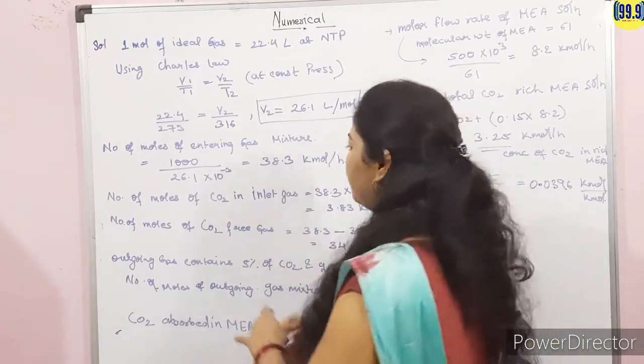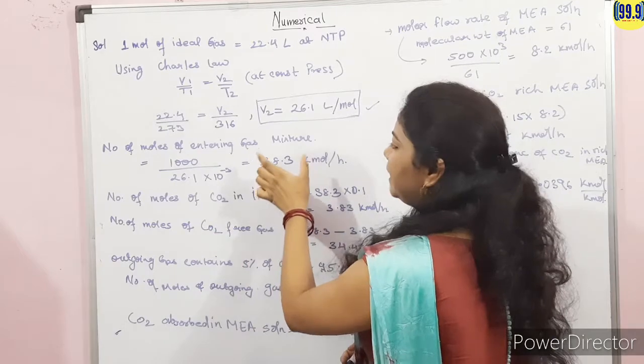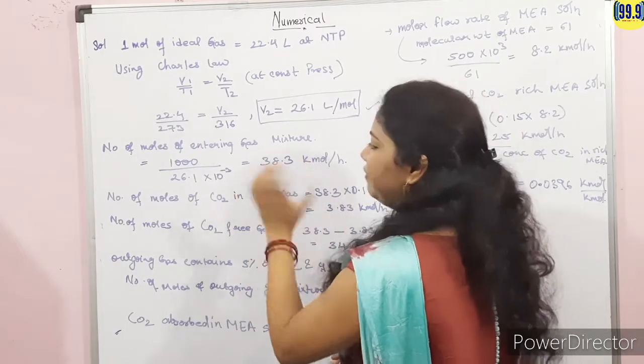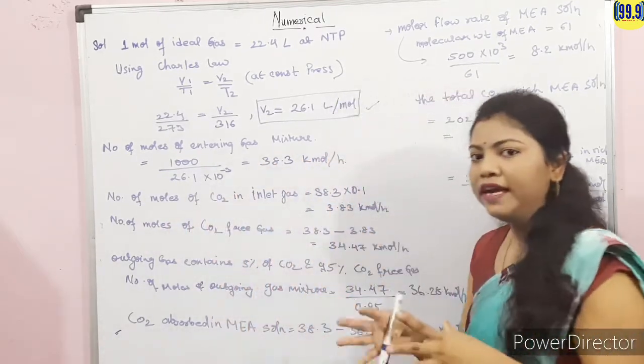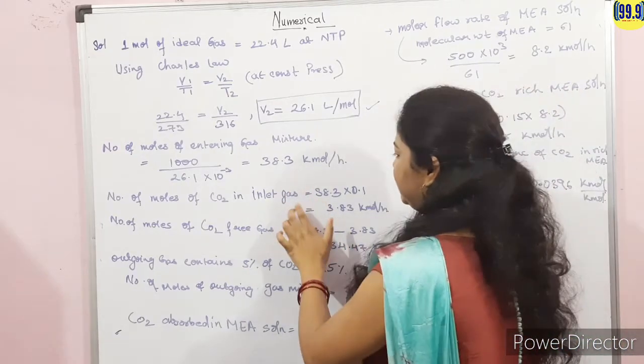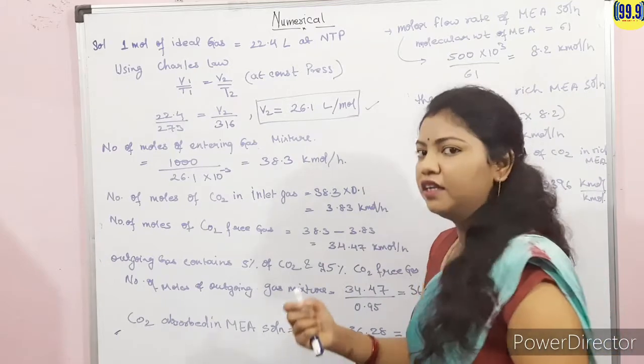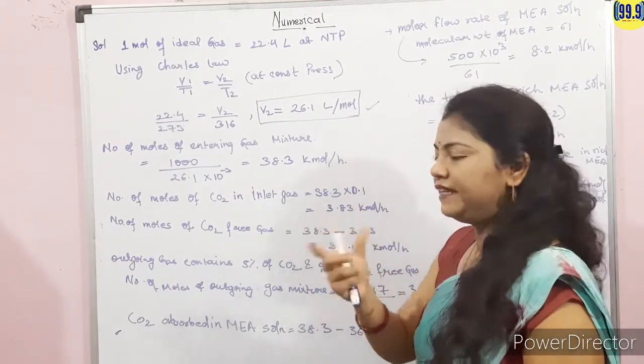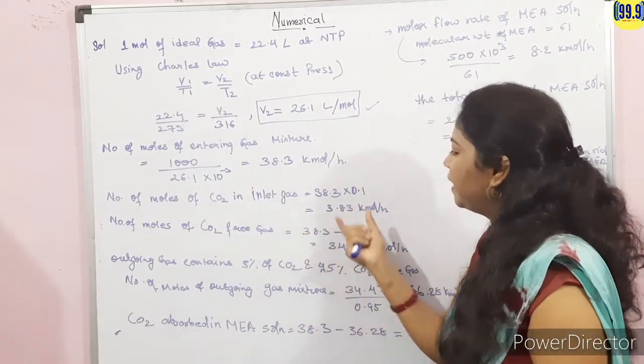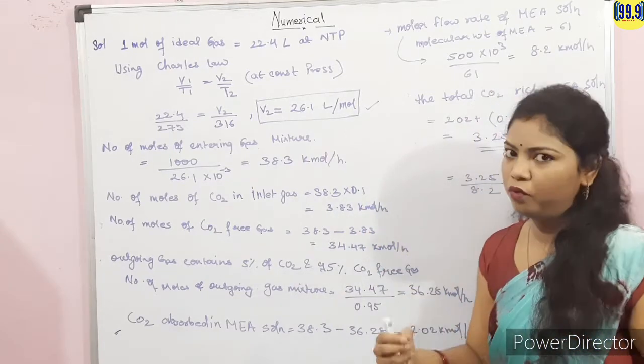percentage of CO2 with the moles of the gas mixture. Then we get the number of moles of CO2 in the gas mixture. Okay, inlet gases. So 38.3 into 0.1, that is the mole fraction given in the question, it will become 3.83 kilomole per hour.